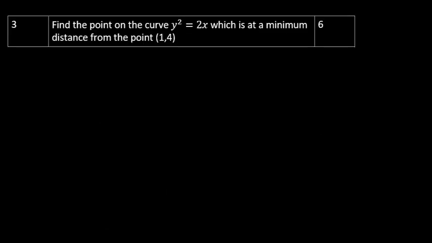Now the third problem is, find the point on the curve y square is equal to 2x which is at a minimum distance from the point 1, 4. So I will say that let P(x, y) be the required point.